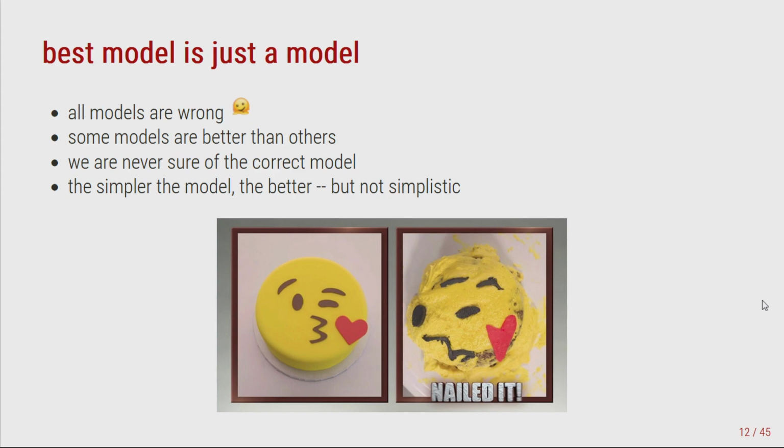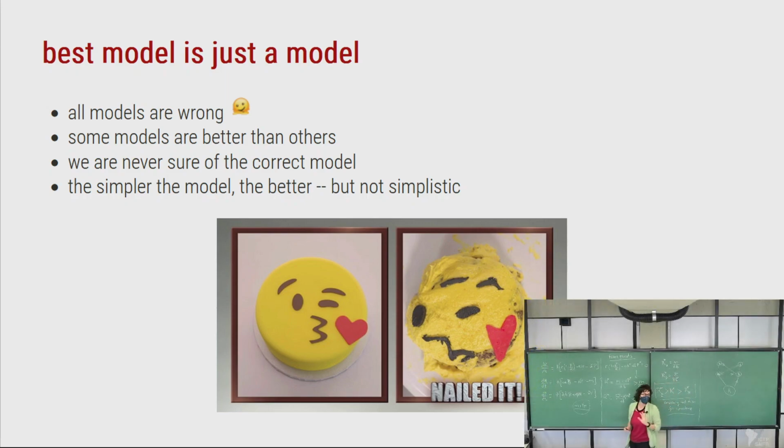And sometimes we think that the model is the real thing. And it's not. So the best model, if we're searching for the best model, will always be just a model. And all models are wrong because models are representations of reality. It's not the reality, it's wrong. So we do not have the correct model. We are searching for the best model that fits my data.